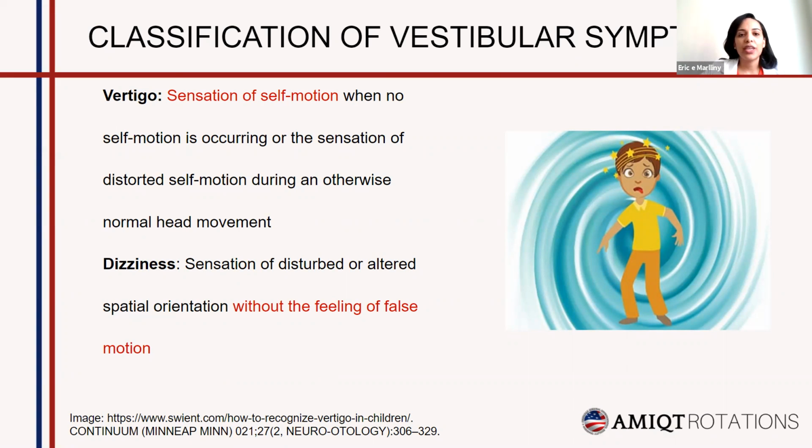So there are 2 principal classifications of vestibular symptoms, and they are actually totally separate entities. One is vertigo, which is the sensation of self-motion when no self-motion is occurring, or the sensation of distorted self-motion during an otherwise normal head movement. And dizziness, which is a sensation of disturbed or altered spatial orientation without the feeling of false motion. So this shows us that, unlike common teaching in the past, the International Classification of Vestibular Disorders system does not consider vertigo to be a subtype of dizziness, but rather a separate description from dizziness. So a patient can have vertigo and dizziness at the same time.